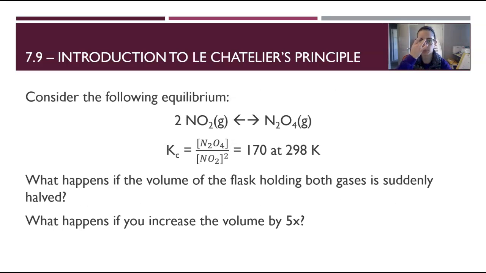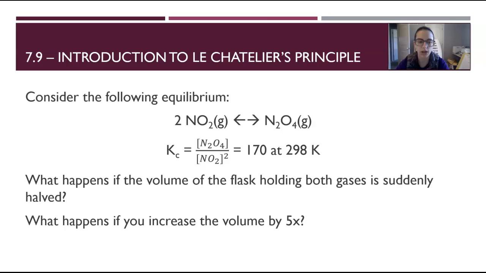Let's look at a different example. We have an equilibrium here of NO2 gas in equilibrium with N2O4 gas. So our equilibrium expression would be N2O4 over NO2 squared, because it has a 2 coefficient. At 298 Kelvin, so roughly a little bit warmer than room temperature, this equilibrium constant is 170.